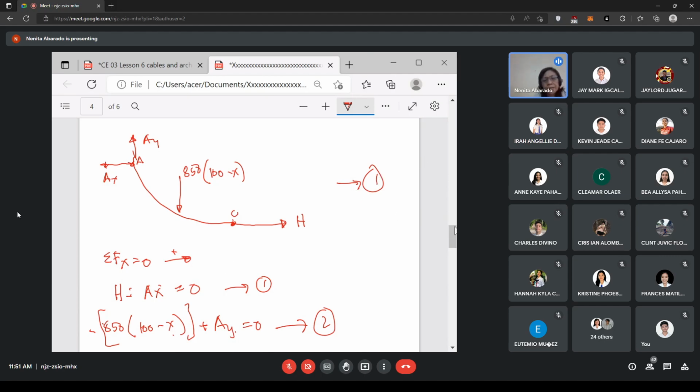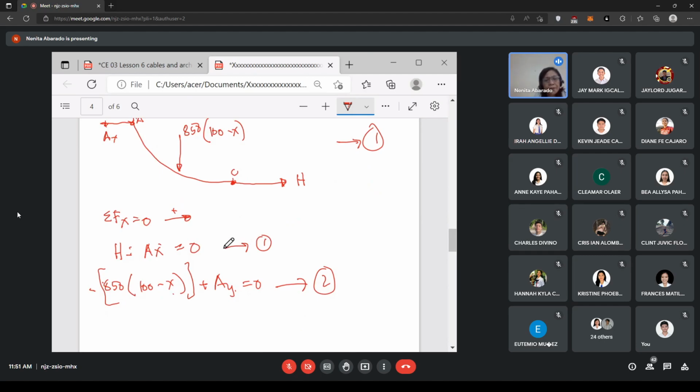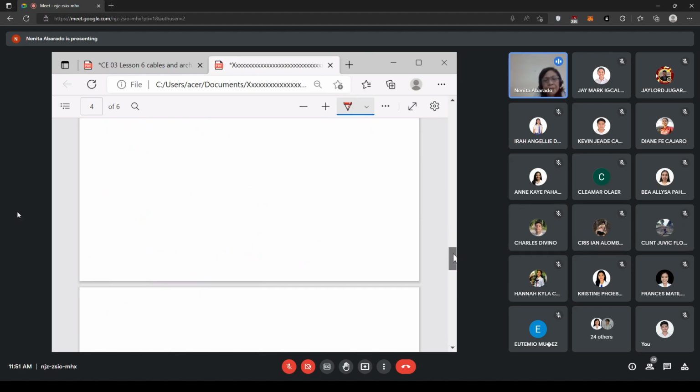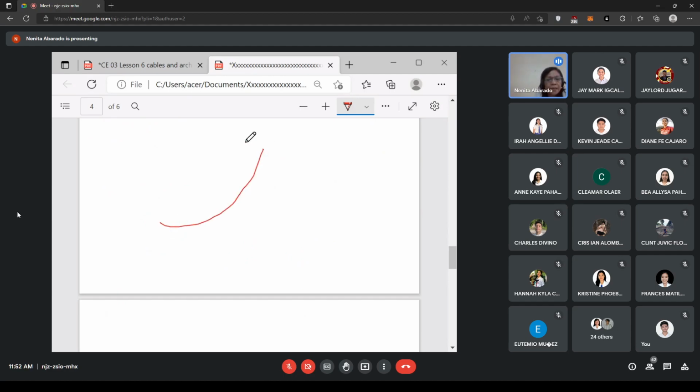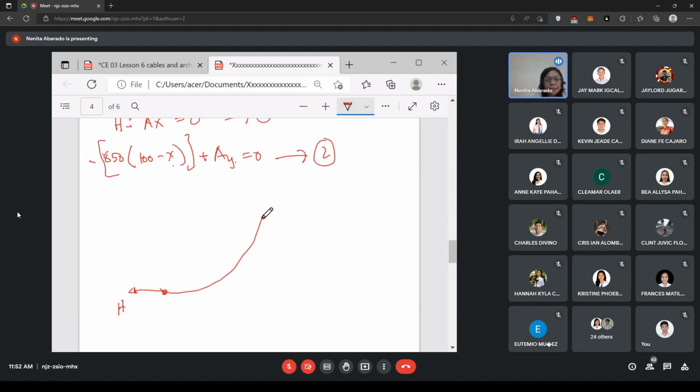So we take another free body diagram in this class. It will add to our equations. Let's say this is H. We have here the tension B, which has components BX and BY. And we have the resultant load R2.